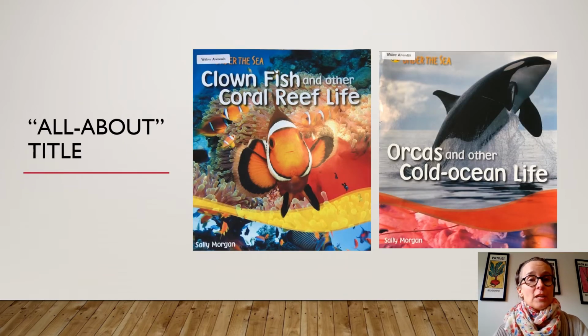The first nonfiction text feature that is going to be really helpful to me is the all about title. We have a whole big box of water animal books. And so I pulled a couple of books out. And that all about title is going to help me decide which of these 2 books I probably want to start with. When we look at the first book, it's called Clownfish and Other Coral Reef Life. My other book is called Orcas and Other Cold Ocean Life.